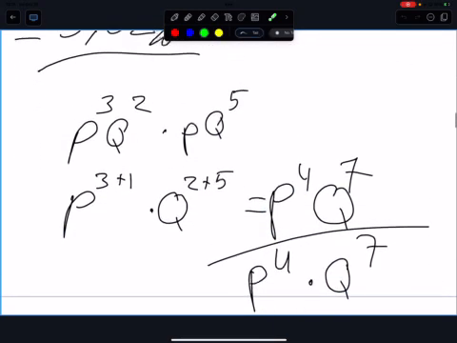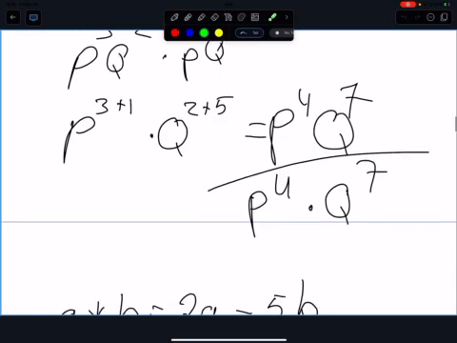Exercise 2. This one takes you about 5 seconds. P to the power of 3, Q to the power of 2 multiplied by PQ to the power of 5. How do you go about the answer? P multiplied by P, which is 3 add 1, and then Q squared multiplied by Q fifth. You just add the indices together. So the answer is P to the power of 4 and Q to the power of 7.